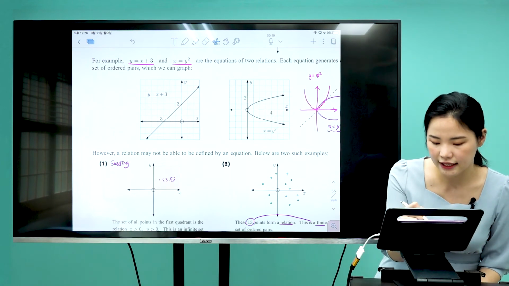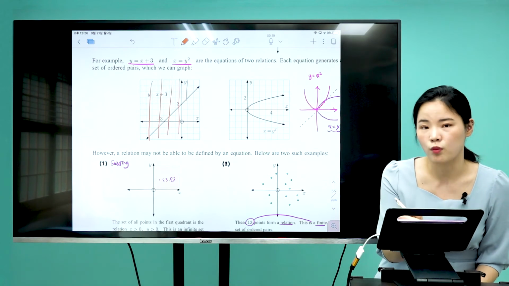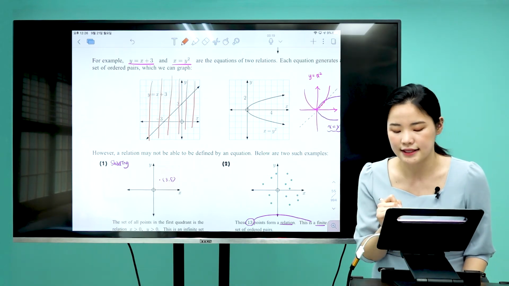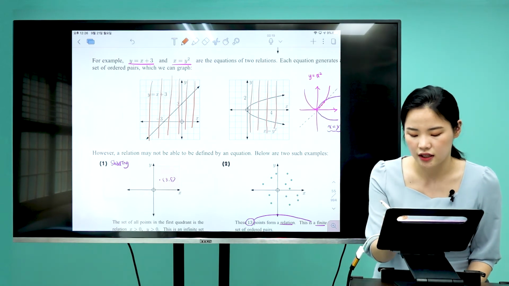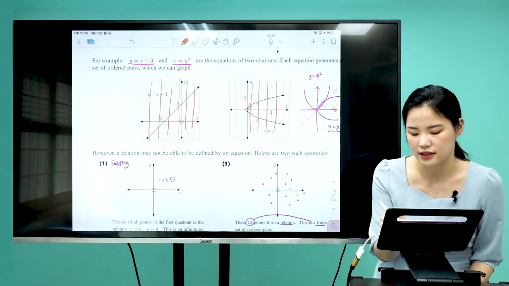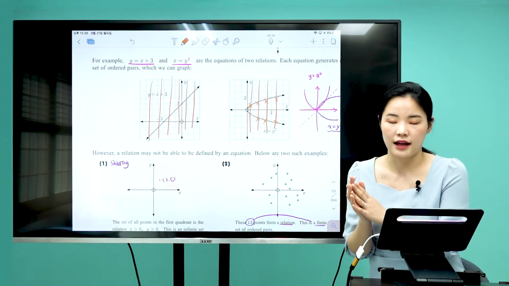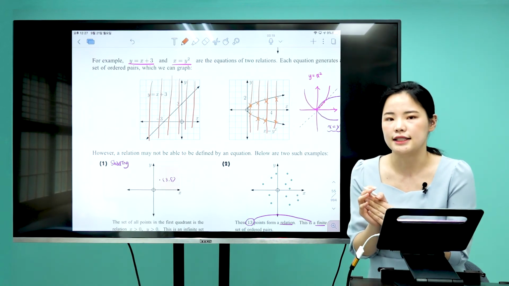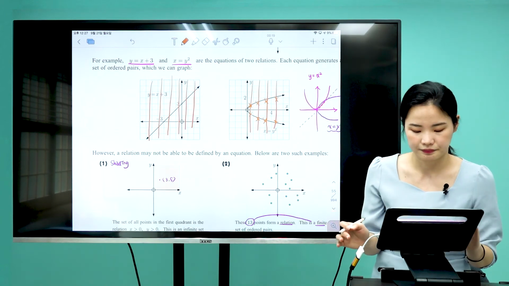If we draw any line, it's not touching more than one point, right? However, on the right-hand side, if we draw any line, it's touching two points at once. So we can say the right-hand equation fails the vertical line test. So that's why it is not a function.